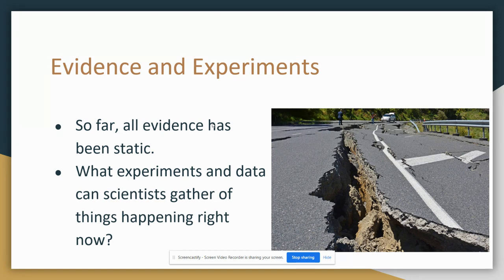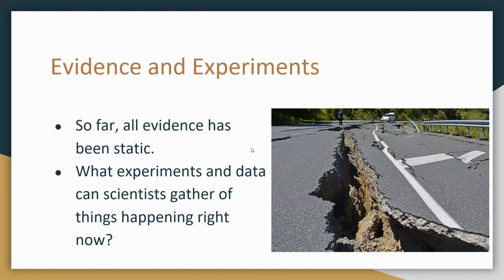So last week, to review, we were talking about the theory of plate tectonics and evidence that we have that plate tectonics is happening. And so far, all that evidence has been static evidence, meaning things that we can look at, like maps and layouts and rock formations, locations of fossils, things that aren't currently happening in front of our eyes.